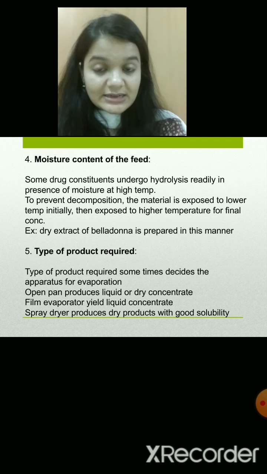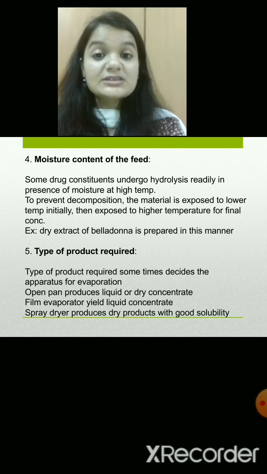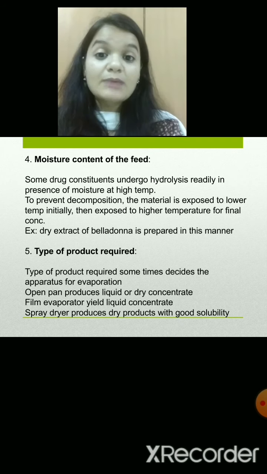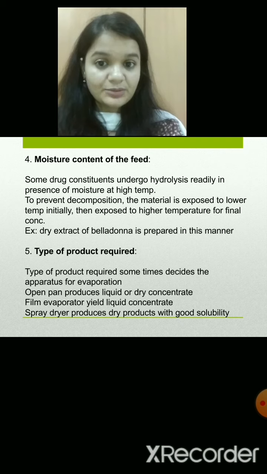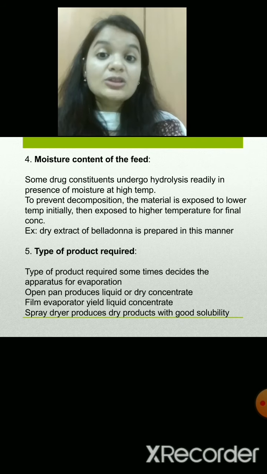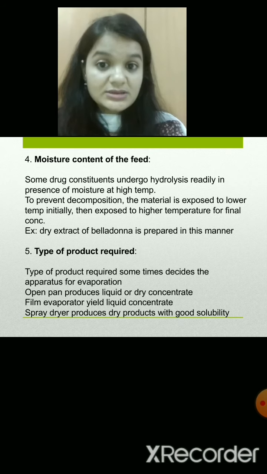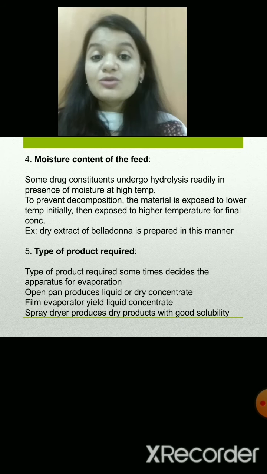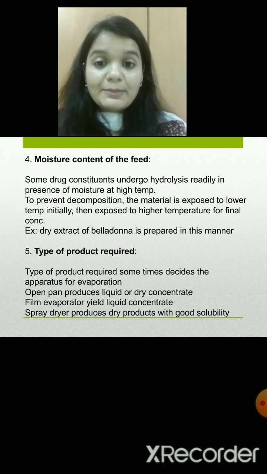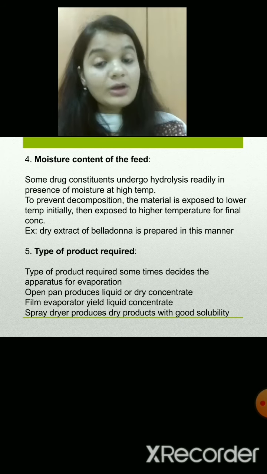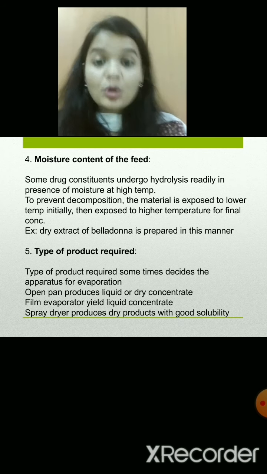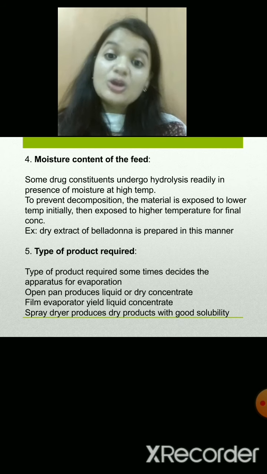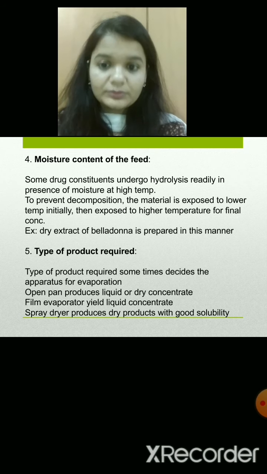Now, moisture content. If the moisture content is very large, then it will take more time to get evaporated. And even the drug constituent which has the moisture content will undergo hydrolysis when it is exposed to high temperature. So in the process of evaporation, initially that kind of component is given low temperature, and as you go beyond it, the temperature is gradually increased.